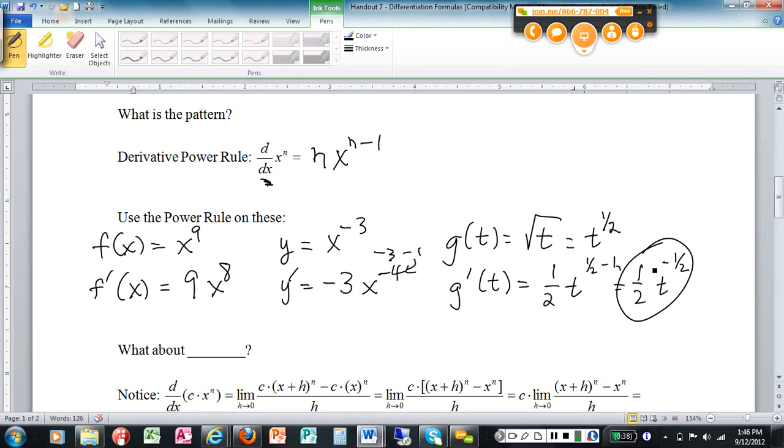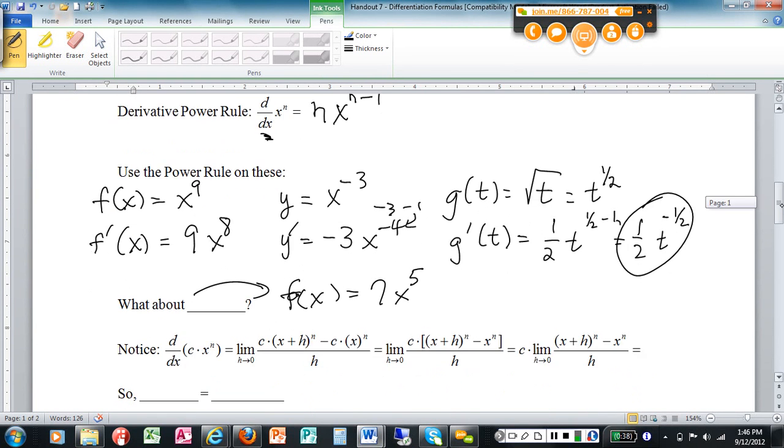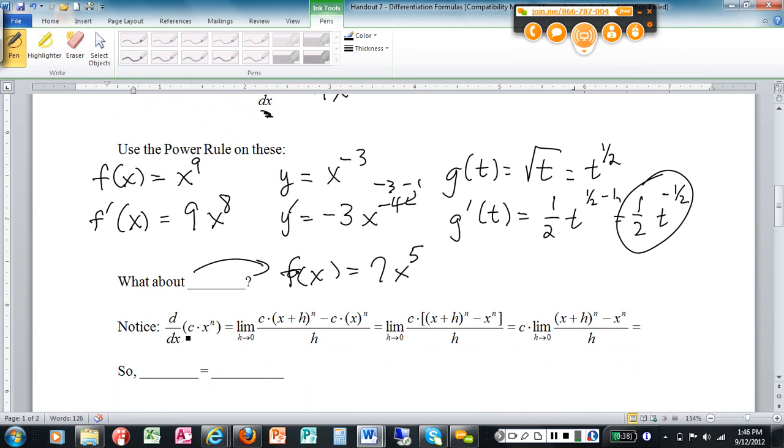Now, what about f of x equals 7x to the 5th? Well, I do a little explanation here. If you've got a constant in front, which is what I've got, that constant really just kind of comes out at the end, and so you wind up with the very same thing we had before, this limit as h approaches 0.